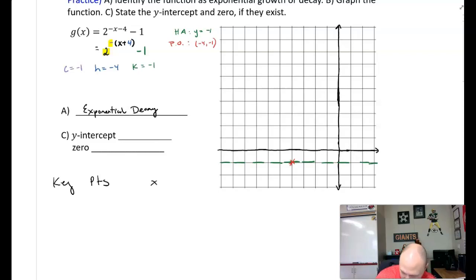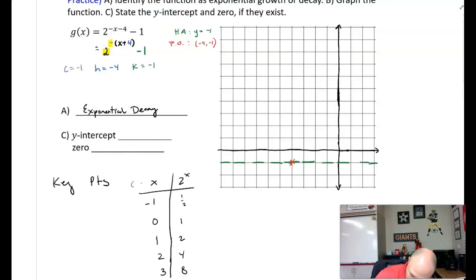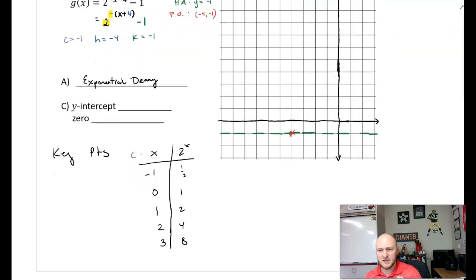So you don't have to make the table. If you know the key points by heart, you can go ahead and just plot them, but I'd like to jot down these key points just in case students forget. Okay, so there's our key points, and we do have a C value, which is negative 1. So I need to multiply by the C value, which is negative 1.